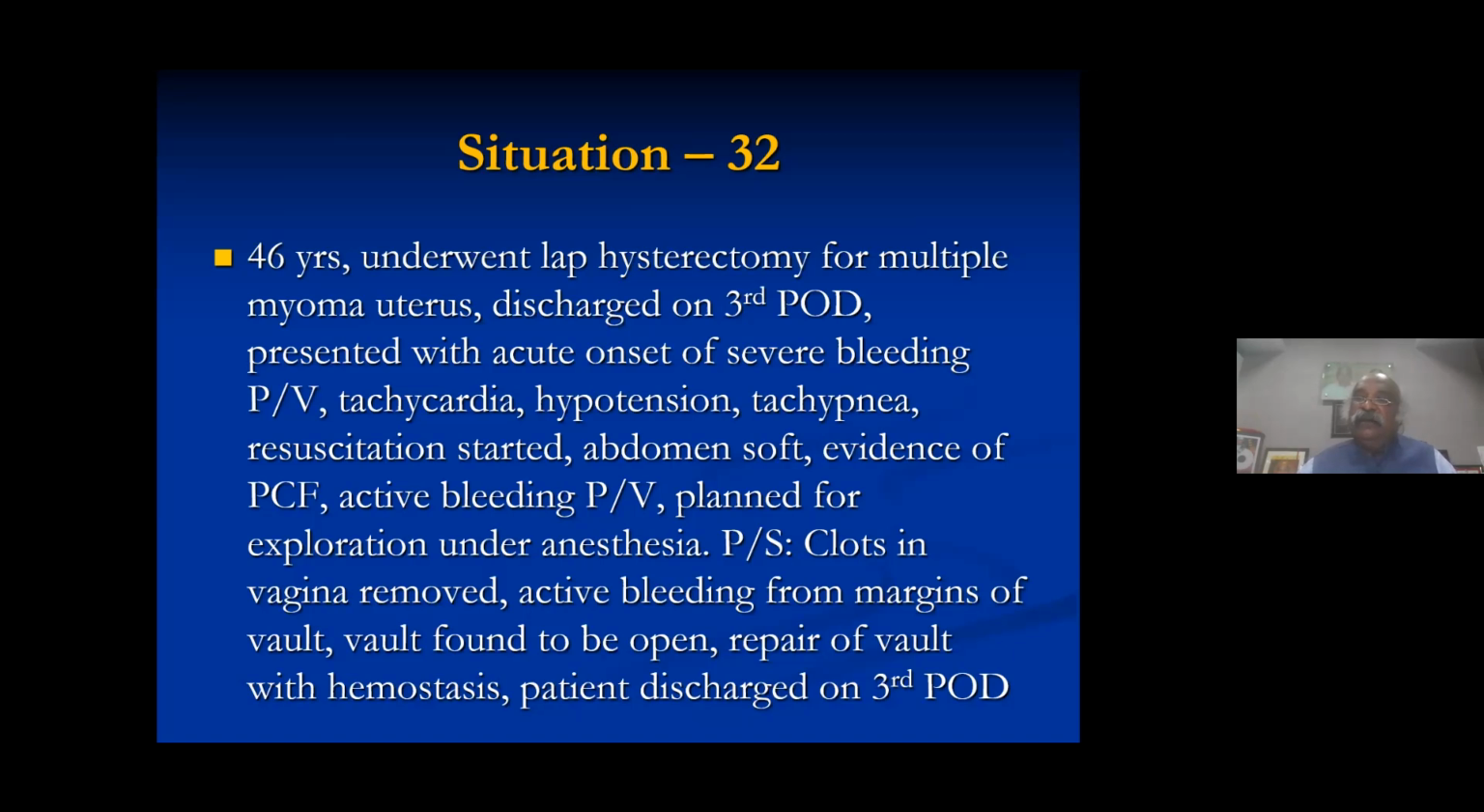And earlier, in our student days, when the patient presented with secondary hemorrhage following hysterectomy, you gave a vaginal pack. I think don't give a pack for that. You inspect it. Where is the site of bleeding? That's of paramount importance. And if you find an active bleeder, then suture it. If you do not find it, then you pack, and other things can help. So here we found active bleeding from the margins of the vault, found to be open, repaired the vault with hemostasis, patient discharged on third post-op day.